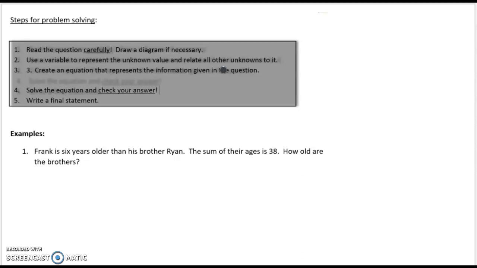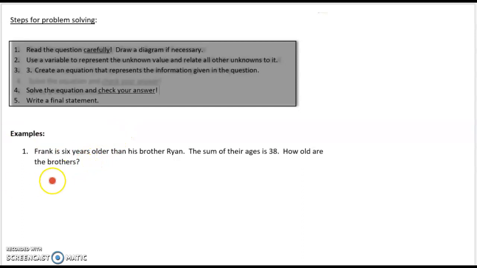Next. Steps for solving a problem. So these are what you want to follow. The first one, read the question carefully and draw a diagram. So big on drawing diagrams. 2, use a variable to represent the unknown value and relate to all other unknowns to it. Number 3, create an equation that represents the information given in the question. Number 4, solve the equation and check your answer. And last but not least, write a final statement.